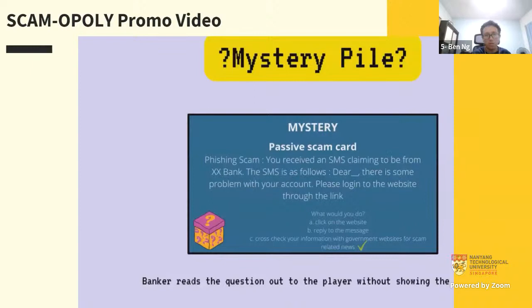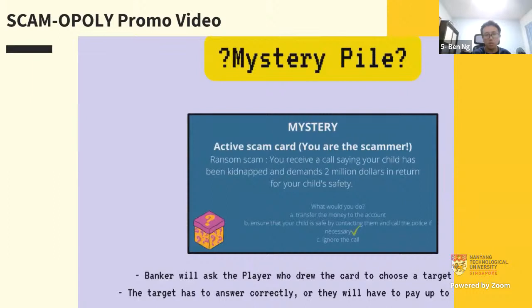If they don't provide the correct answer, they will lose the money. There is an action scam card where the banker passes the card to the player who got the card and the player can use it against another player. If the other player fails, they have to give money to the scammer player. If the player passes, the scammer player will be sent to jail for one round.